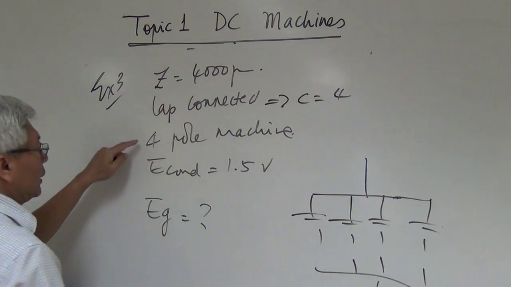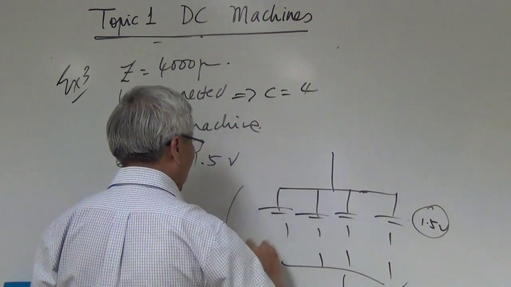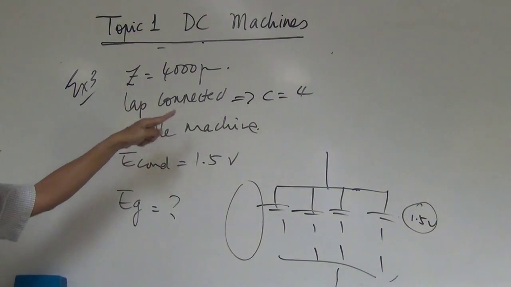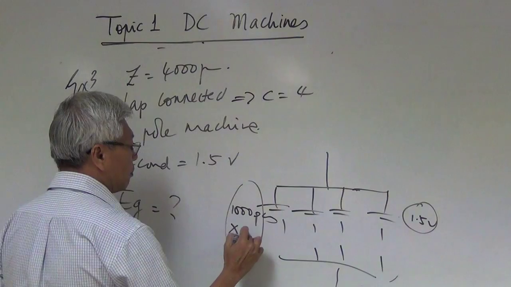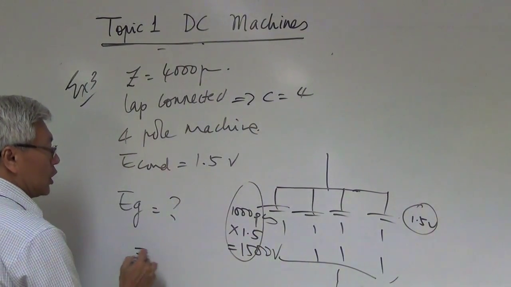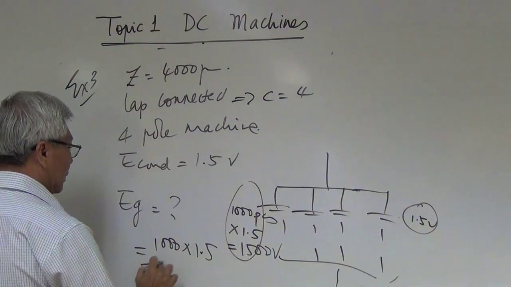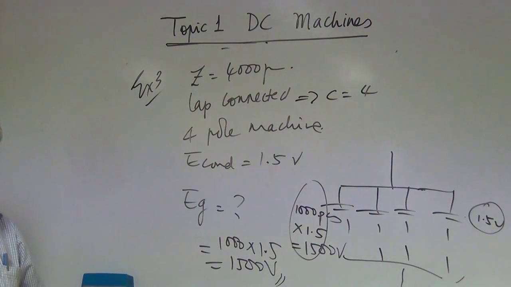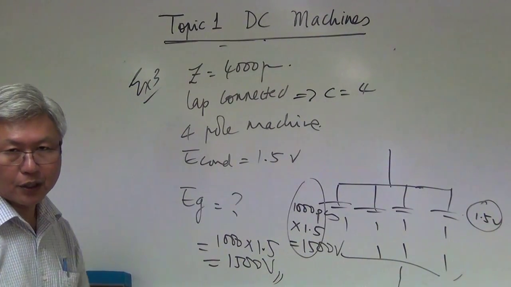Each conductor is 1.5 volts, so here is 1.5. Now how many conductors does one path have? You have 4000 divided by 4, so it's 1000 pieces. Am I right? 1000 pieces times 1.5, you get 1500 volts. So EG is equal to 1000 times 1.5, which is 1500 volts. Got it? So that is the separately excited DC generator. Okay, try your tutorial question. Thank you.